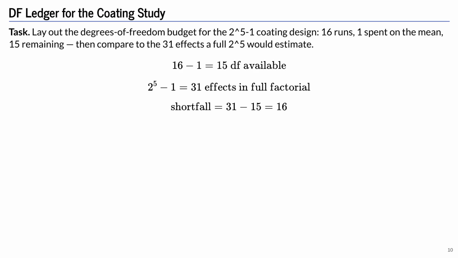Let us do the degrees of freedom accounting for the coding study explicitly. We have 16 runs. 1 degree of freedom goes to the grand mean. That leaves 15 degrees of freedom for effects. A full 2 to the 5 would give us 31 effects to estimate. The shortfall is 31 minus 15, which is 16. We have 16 fewer degrees of freedom than effects. That shortfall is not a problem to be solved. It is the price of the half fraction, and it is paid in a specific currency. Each of our 15 degrees of freedom will carry not 1 effect, but 2 confounded effects.